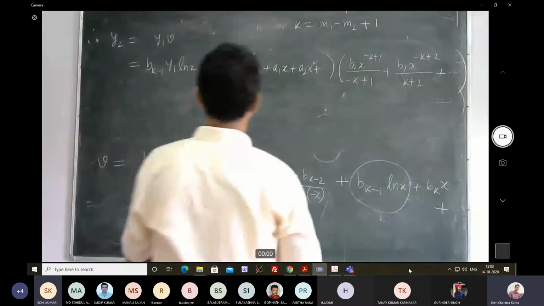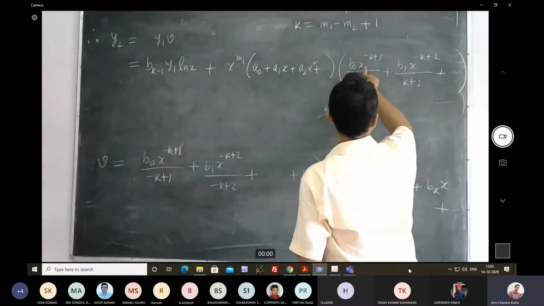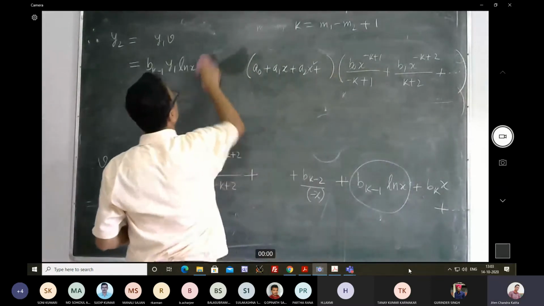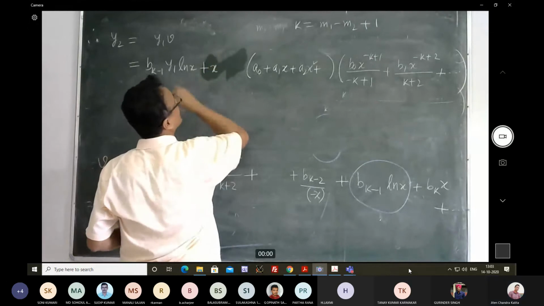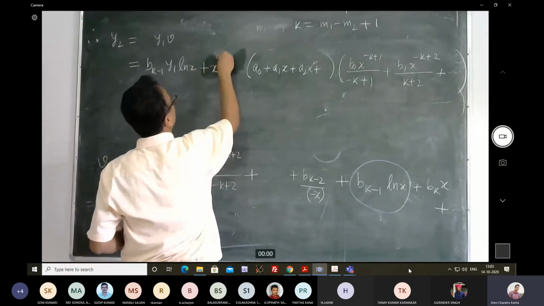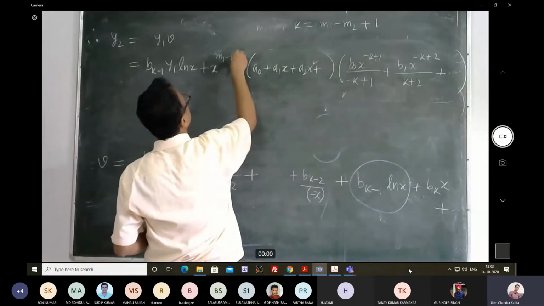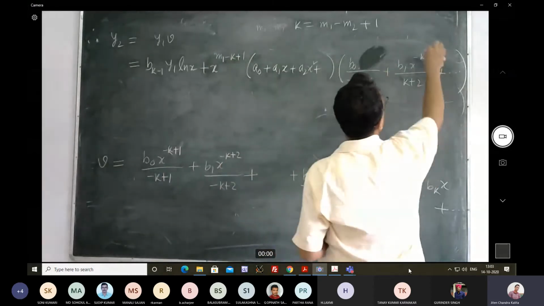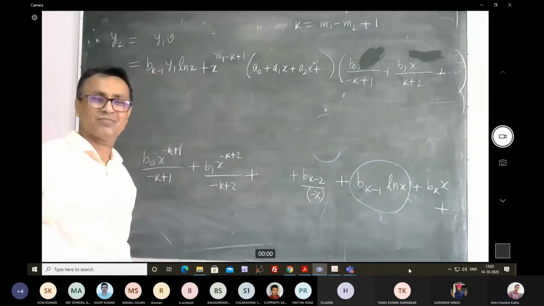So now see what is happening. If I absorb this one here, because M1, right? M1 minus K plus 1. So minus K plus 1. So that means there will be nothing. Here there will be simply X and so on, isn't it? Fine?